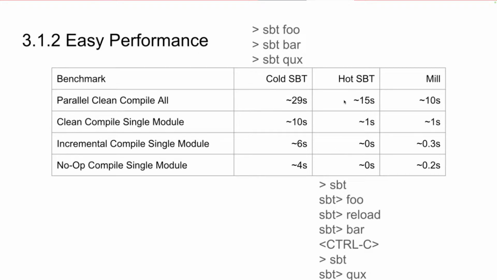It's much faster. And the thing about mill is that it's not significantly faster than SBT hot. It's about as fast as that. But it just automates the management of the long-lived background server. So instead of you having to babysit this REPL process yourself, remembering to reload and restart it, mill does that automatically in the background for you. So you can just run mill like any other command line tool, and it largely will just transparently do the right thing.